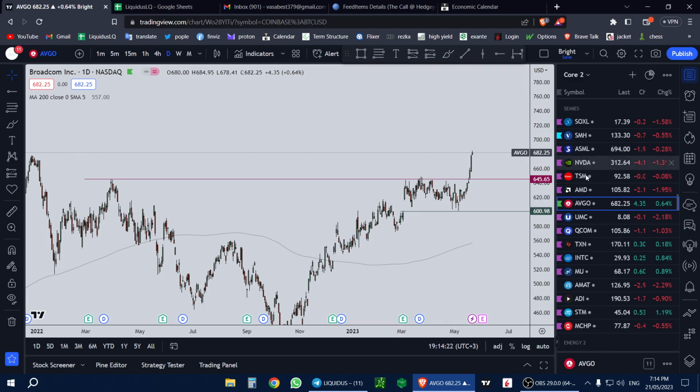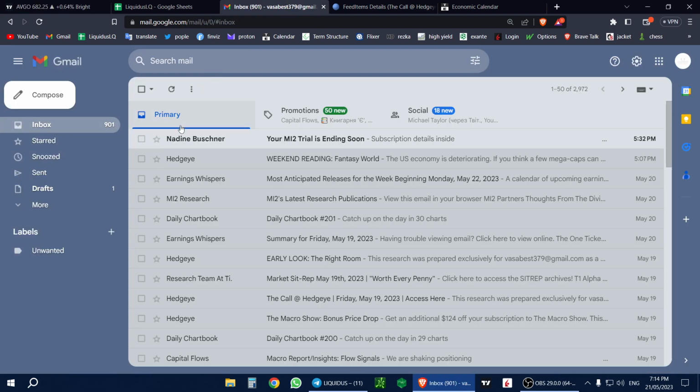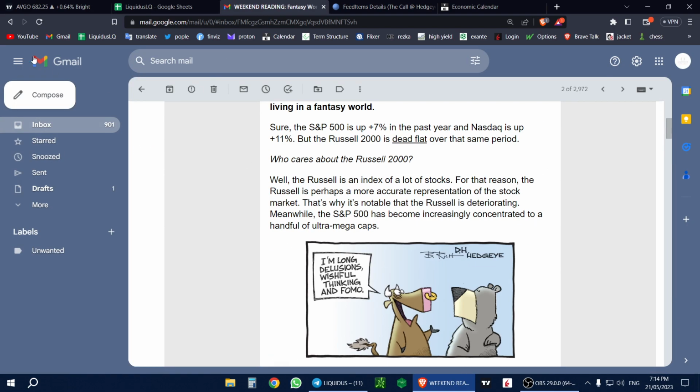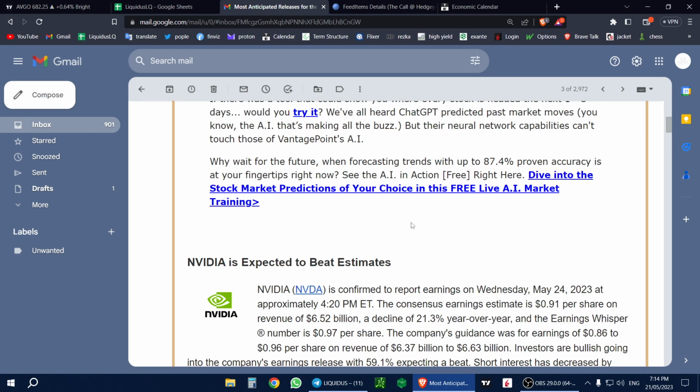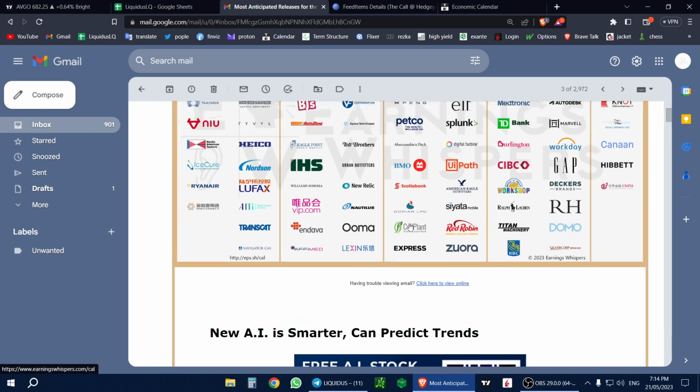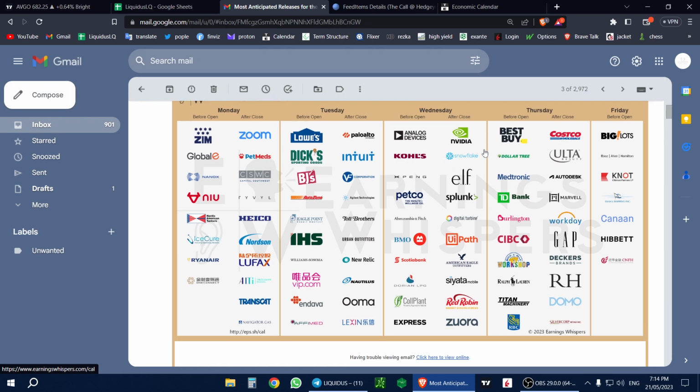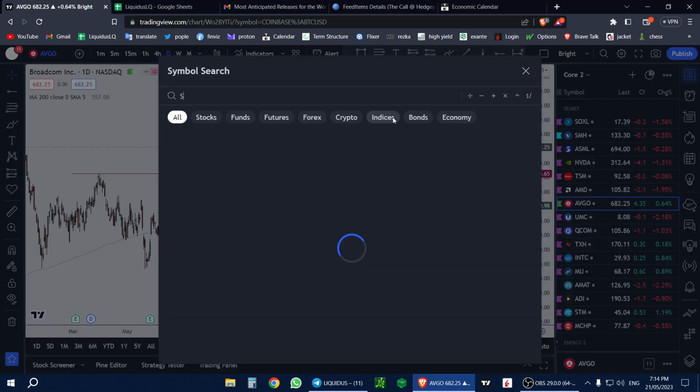We explained how we're going to play Nvidia if that happens, and the other earnings that we have coming in right now this week, if I'm not mistaken: Nvidia on Wednesday and Snowflake into the close as well. Let's leave Nvidia for a second and concentrate on Snowflake.